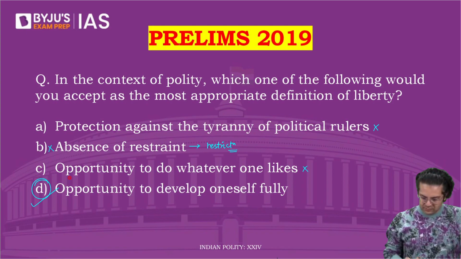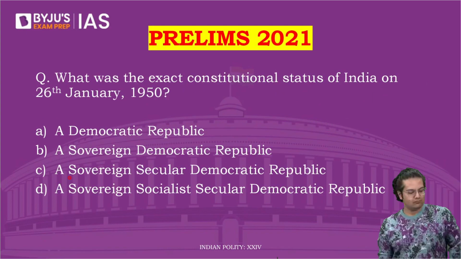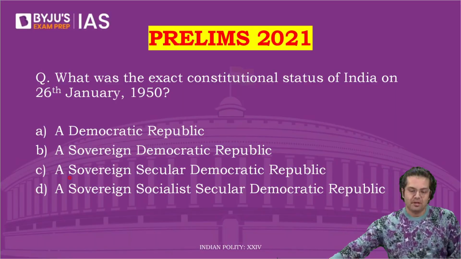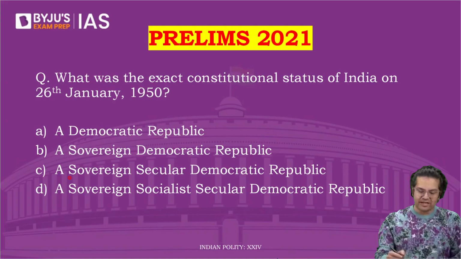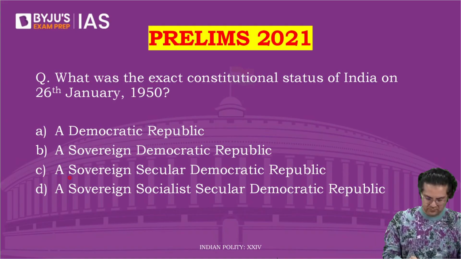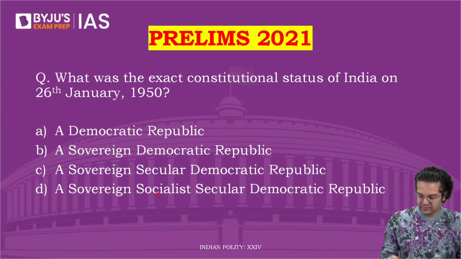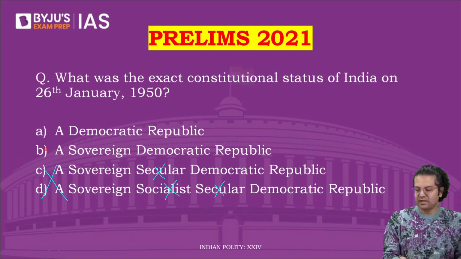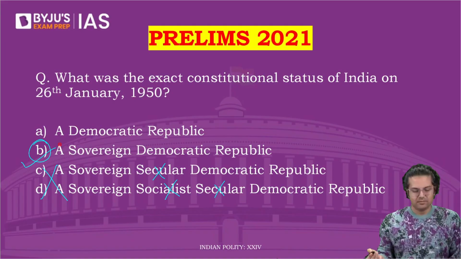One more question. But nevertheless, the idea here is very simple. In 1950, we did not have the words socialist and secular. Sovereign democratic republic. B is the right answer.